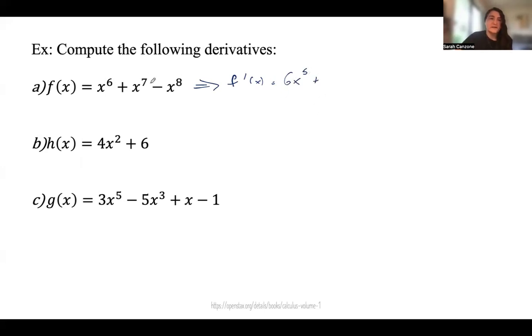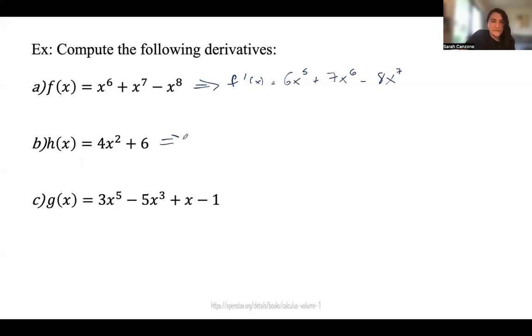Keep the plus, take the derivative of x to the 7th now. So bring the 7 down, keep the x, subtract 1 from the exponent. 7 minus 1 is 6. Keep the minus. Now we're taking the derivative of x to the 8th. So let's bring the 8 down, keep the x, subtract 1 from the exponent. 8 minus 1 is 7. Therefore, the derivative is this function right here.